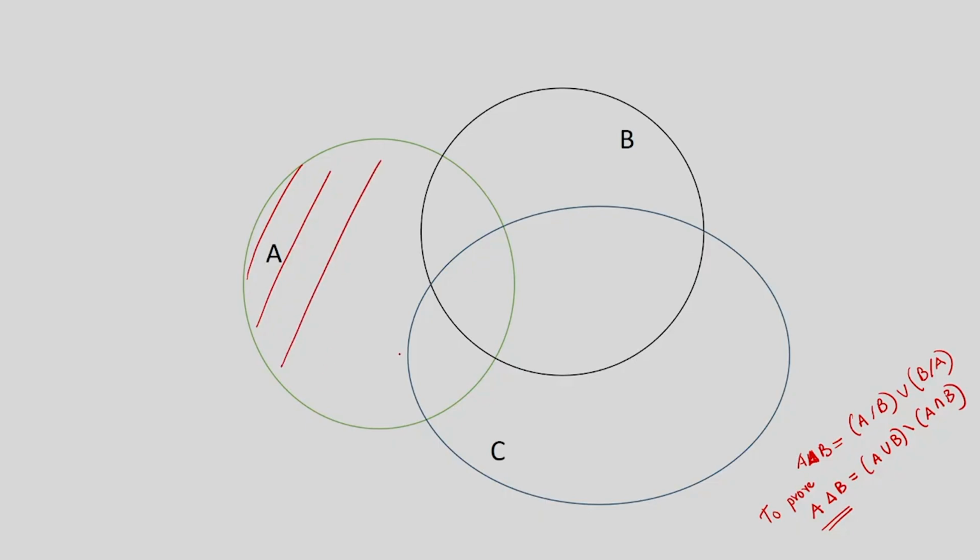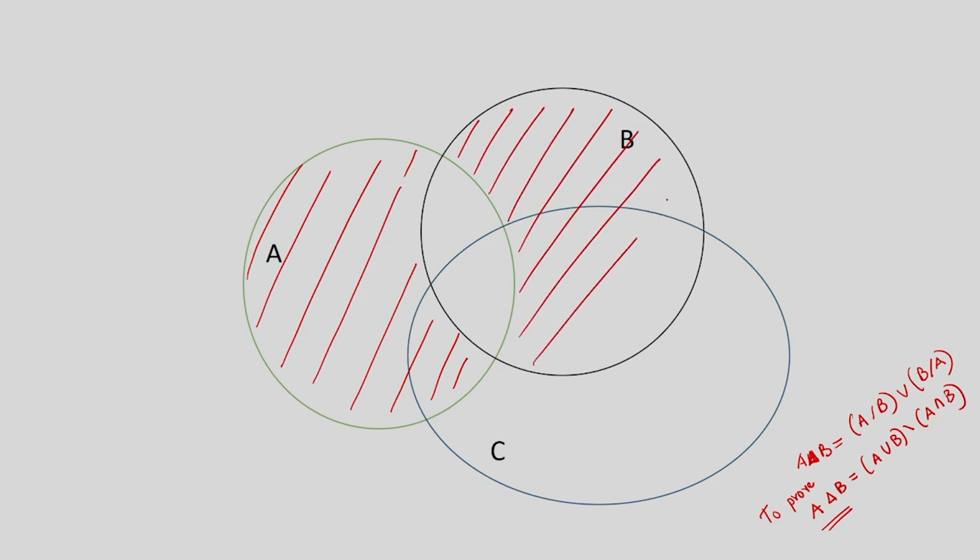So, I am taking all the elements of A, but I am not taking the elements of B. So, this is A minus B, right. And what is B minus A? B minus A means I am taking all the elements of B, but I am not taking the elements of A. So, that will be this set. Okay. So, this shaded region that I have just demarcated on this plane is A delta B. So, this is the left hand side, right, this is the left hand side.